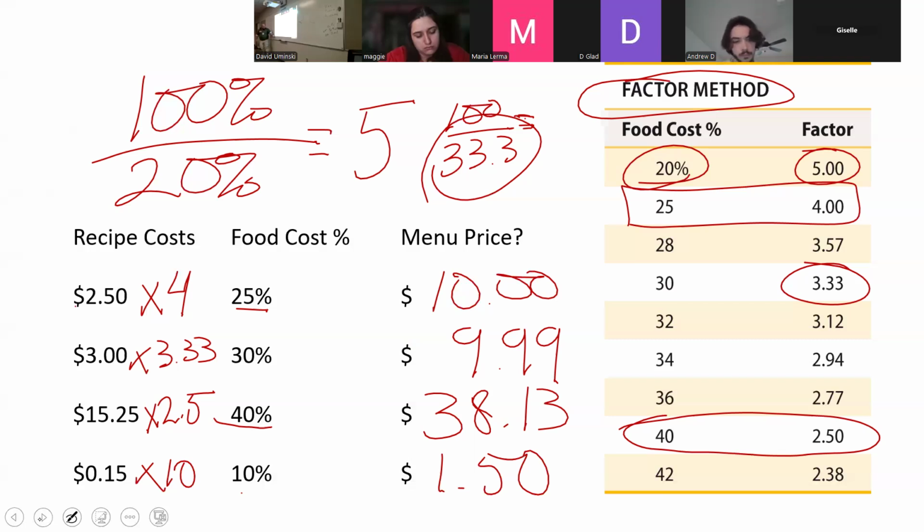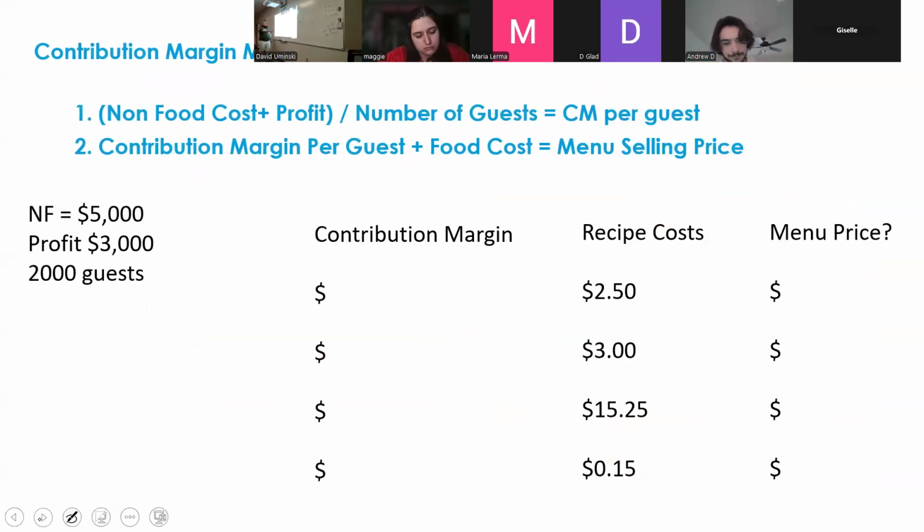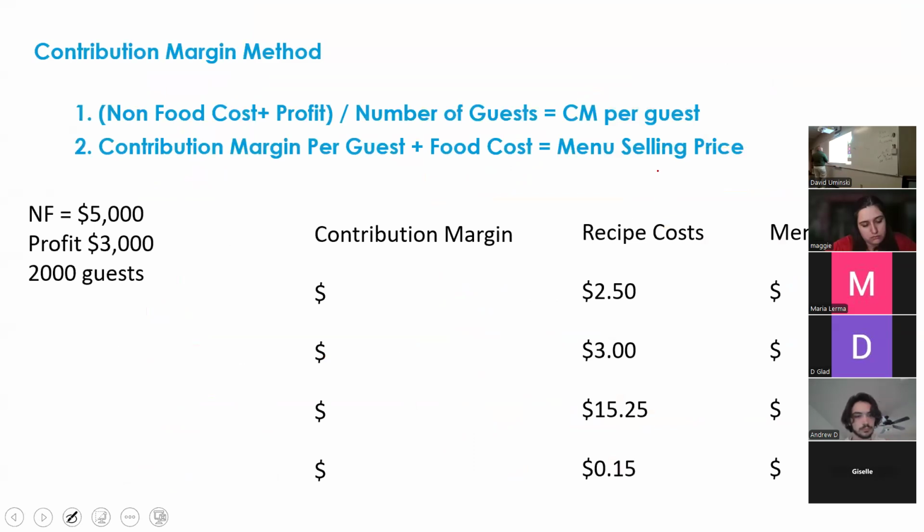The next method is our contribution margin. For contribution margin, the root word is contribute. So what contributes to our non-food cost and our profit? That's what our contribution margin is. Contribution margin is what food cost contributes to our non-food cost and our profit.